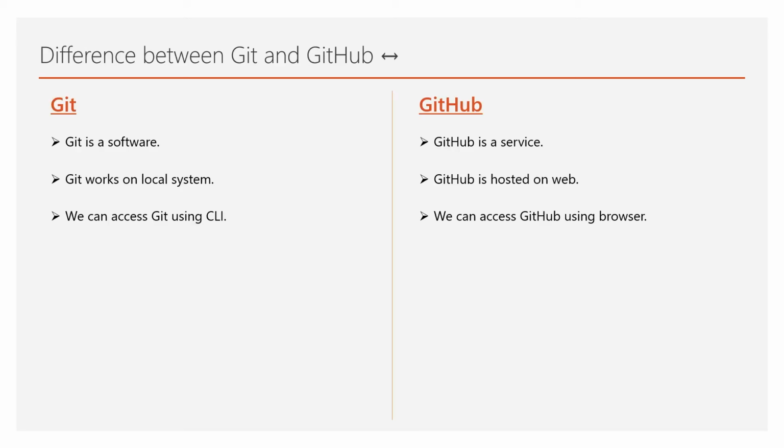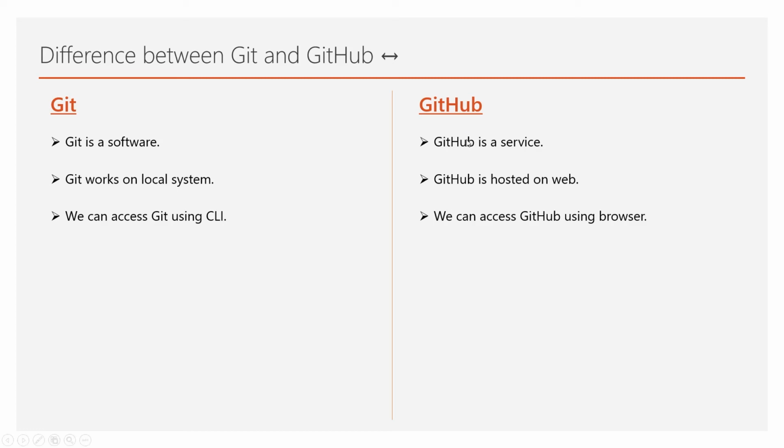The names Git and GitHub may sound similar to you as a beginner. It may confuse you, so let's discuss the differences between them. First, Git is a software. It is actually a command line interface which we will operate using CMD in case of Windows, or terminal in case of Linux or Mac.